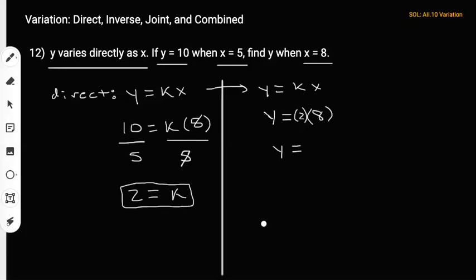So now we have 2 times 8, which is going to give us 16. And that's going to be our answer.